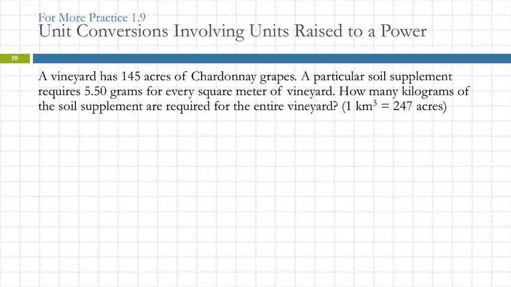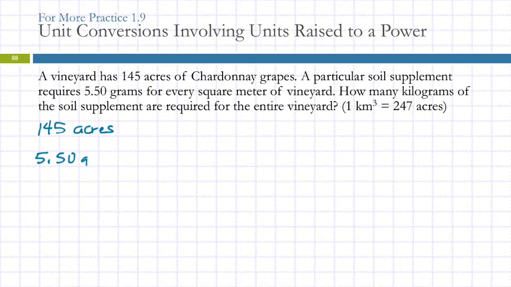This does make sense though. So we read it and we're like, ah! Don't panic. Go back and write the numbers down with their units. Okay, so the first number I see is 145. So I have 145 acres. Okay, blah, blah, blah.